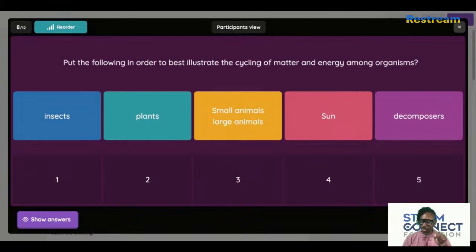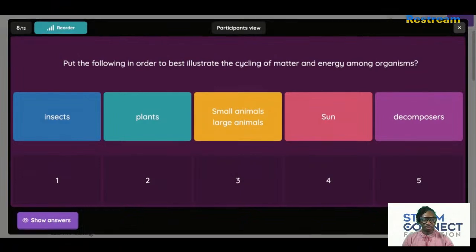All right, red, that's correct. Always start with the source of energy for everything. So the sun gives energy to the plants to carry out photosynthesis, right? Then the plants are eaten by insects. The insects are eaten by small or large animals. And then when those organisms die, they are broken down and reconsumed by the earth through decomposers. Boom. You got that one. Perfect.